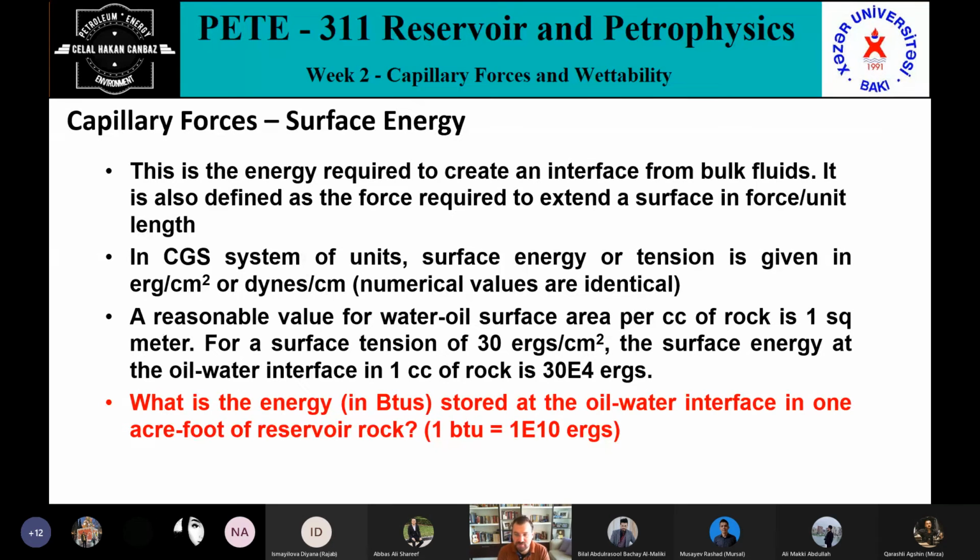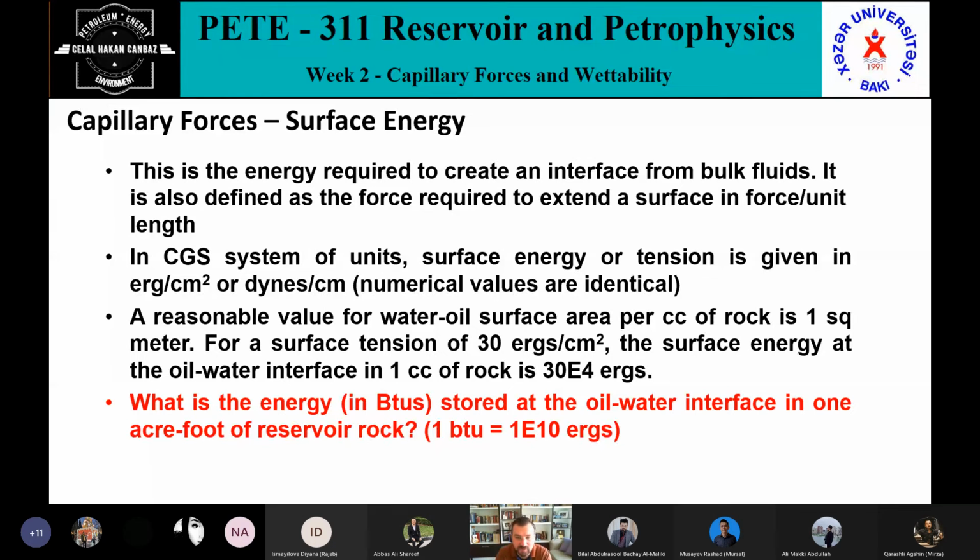CGS. Have you heard this before? No, teacher, I haven't heard it. Okay, it's very crucial. I think you know this even from high school. CGS, centimeter gram second system. All right. Centimeter gram second system.